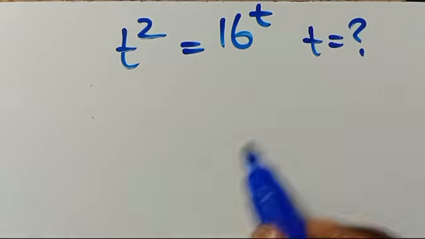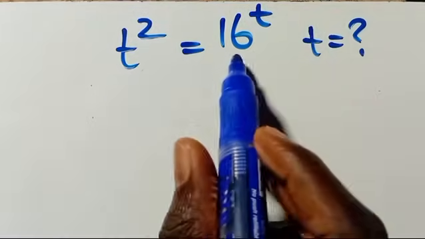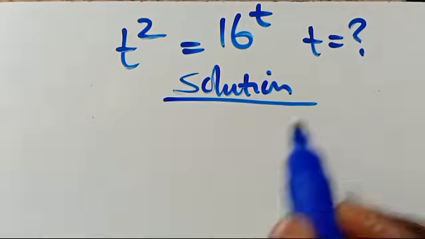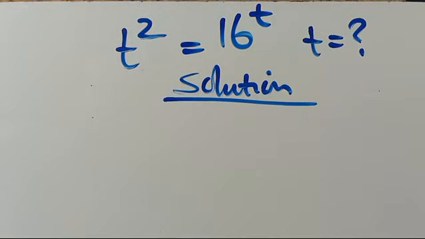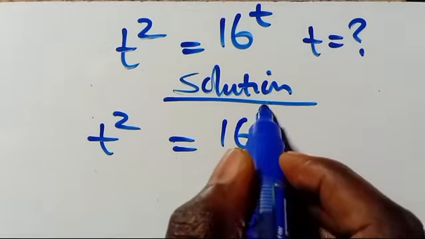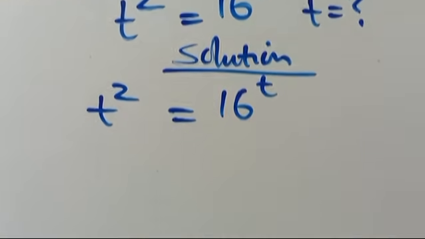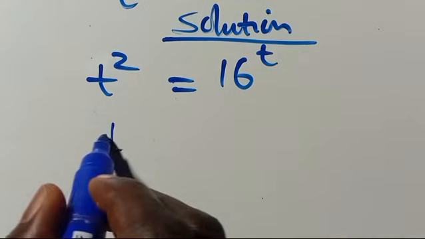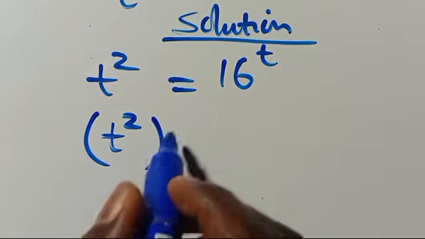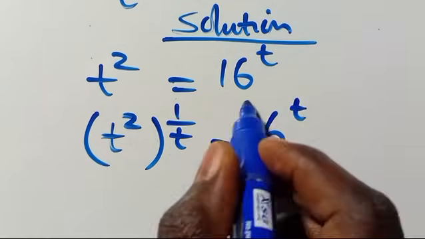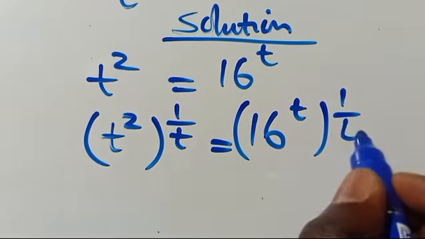What is the value of t, given that t to the power of 2 equals 16 to the power of t? From here, let's raise both sides to the power of 1 over t. So we have t to the power of 2, in parentheses, to the power of 1 over t, equals 16 to the power of t, in parentheses, to the power of 1 over t.